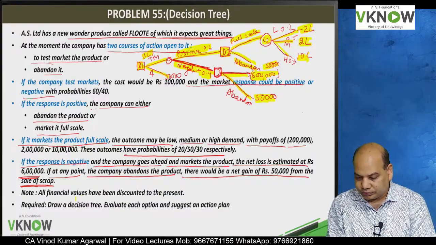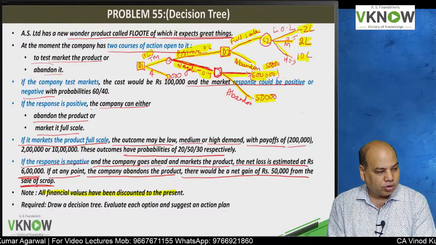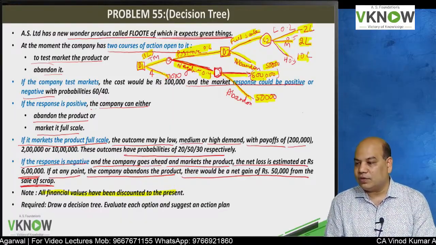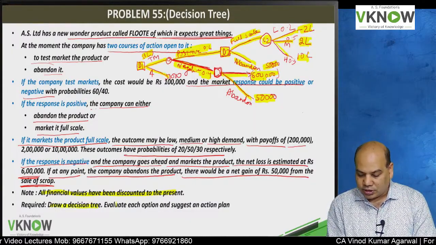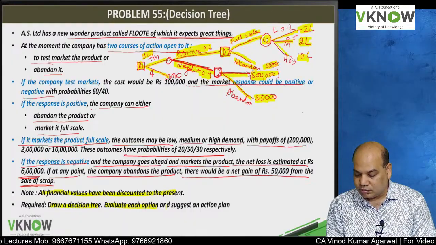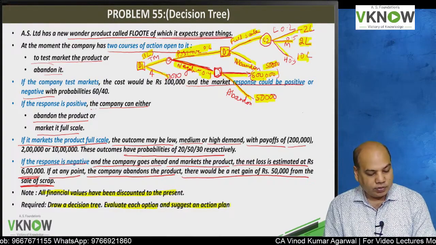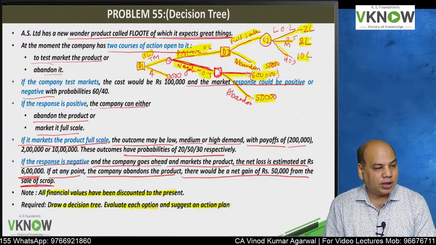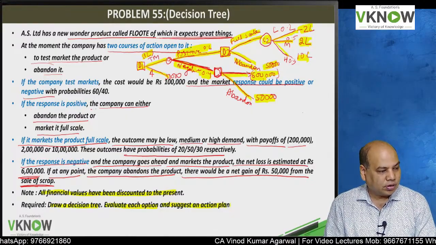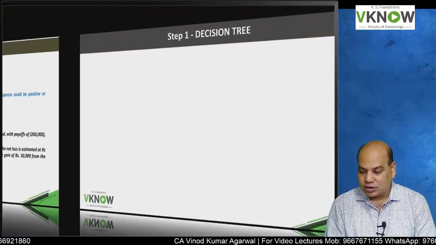Now it says all financial values have been discounted to the present level. No need to compute discounting because all figures are already in present value terms. Required: draw a decision tree, evaluate each option and suggest an action plan. So first we will draw the decision tree. Very good question, important for the exam. Write down important for the exam. This kind of questions are asked in the exam on decision tree.